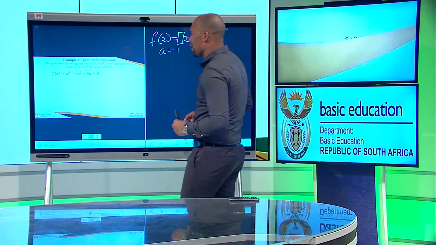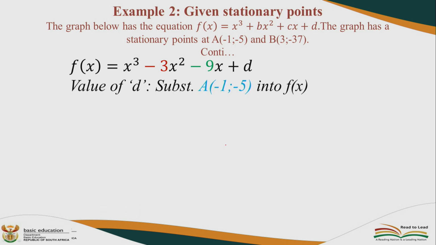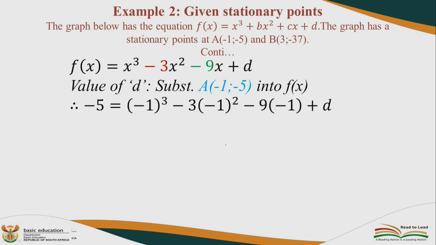But now, am I given any point here? Yes. Those negative 5 and negative 37, do you remember we didn't use anything about it? Those coordinates, we're going to use them to get d. Check there. The value of d, substitute coordinate A into f of x. So in the place of y is negative 5, in the place of x is negative 1.